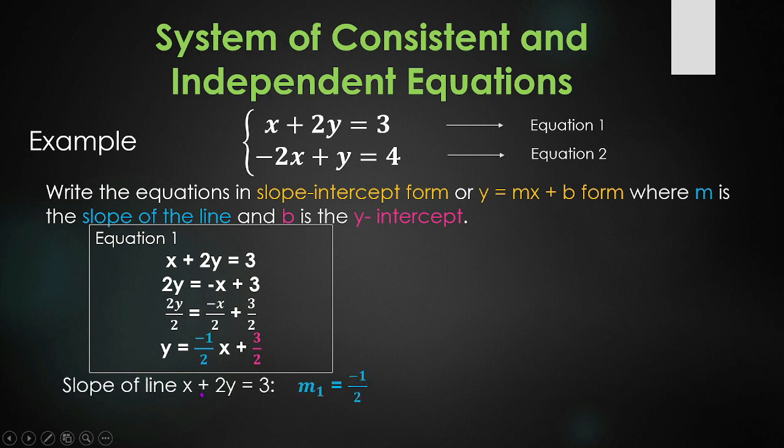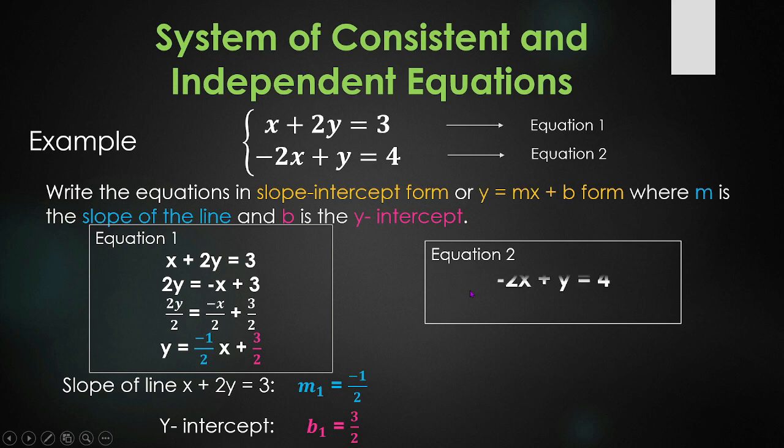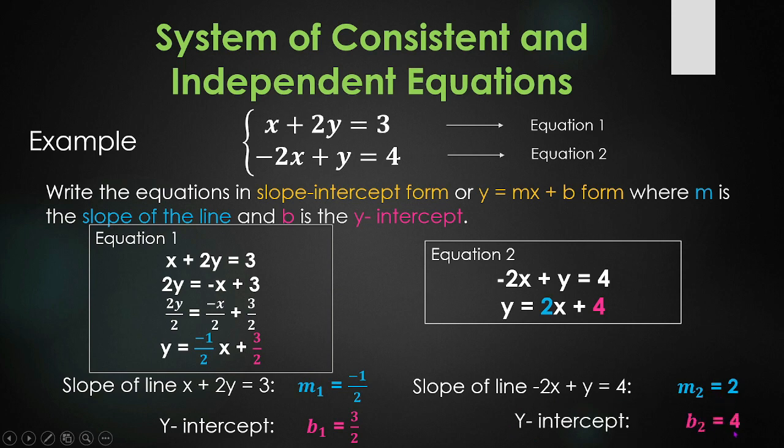Now, what is the slope in this case? The slope of the line x plus 2y equals 3 is the numerical coefficient of the term with x, and that is negative 1/2. And the y-intercept is 3/2. Let us have the second equation. The second equation is negative 2x plus y equals 4. So we are going to transpose negative 2x to the right side of the equation. So we have y equals 2x plus 4. Now, the slope of the line negative 2x plus y equals 4 is 2. And the y-intercept is 4.